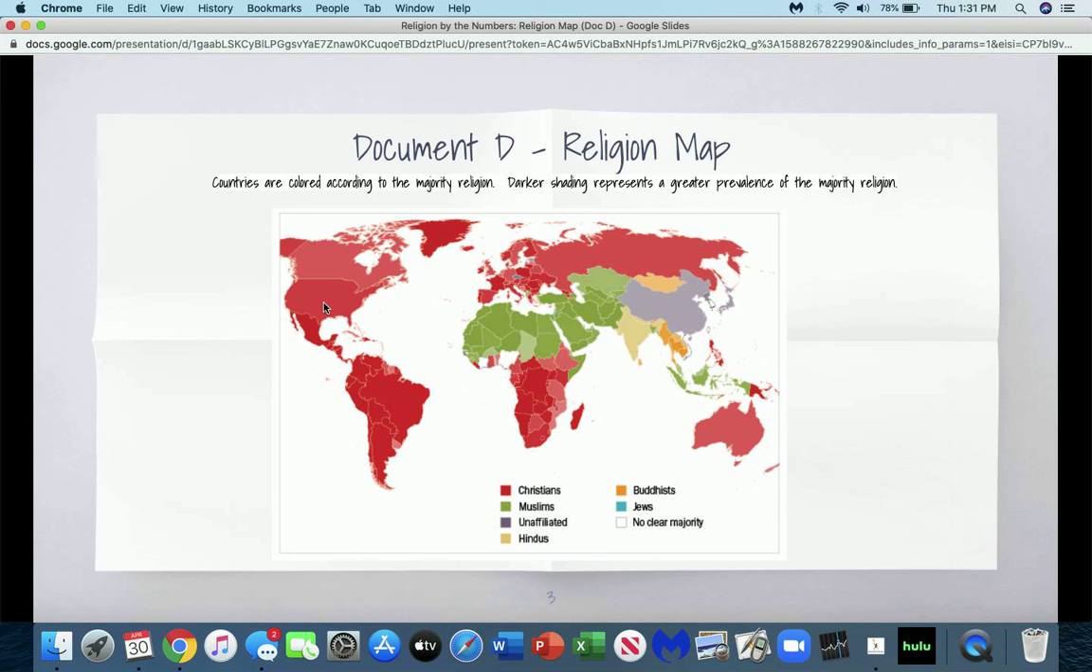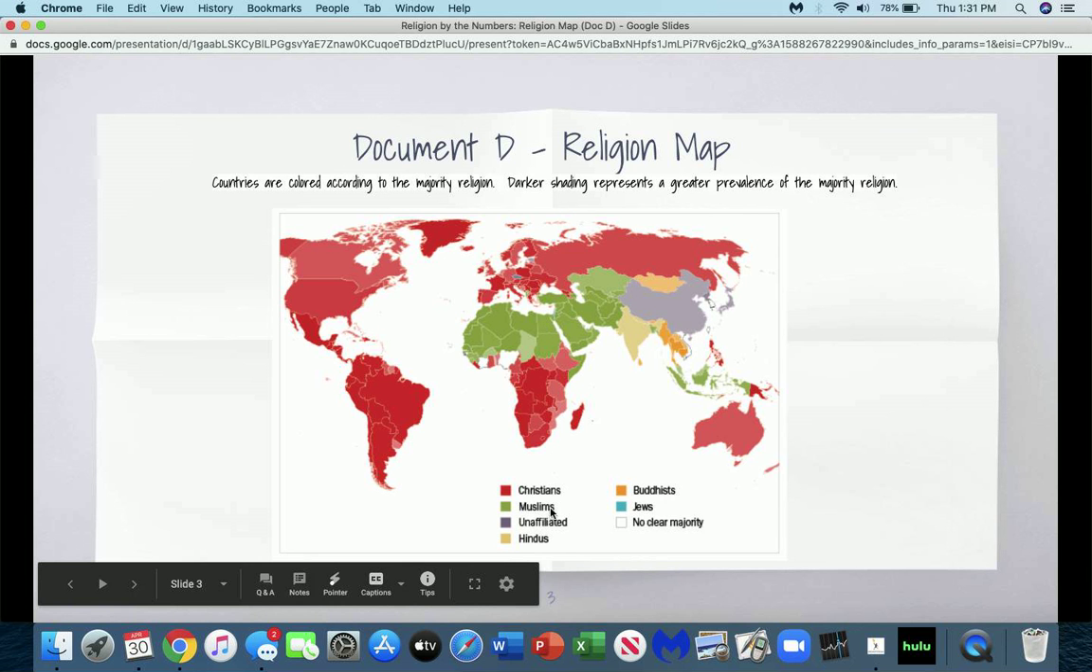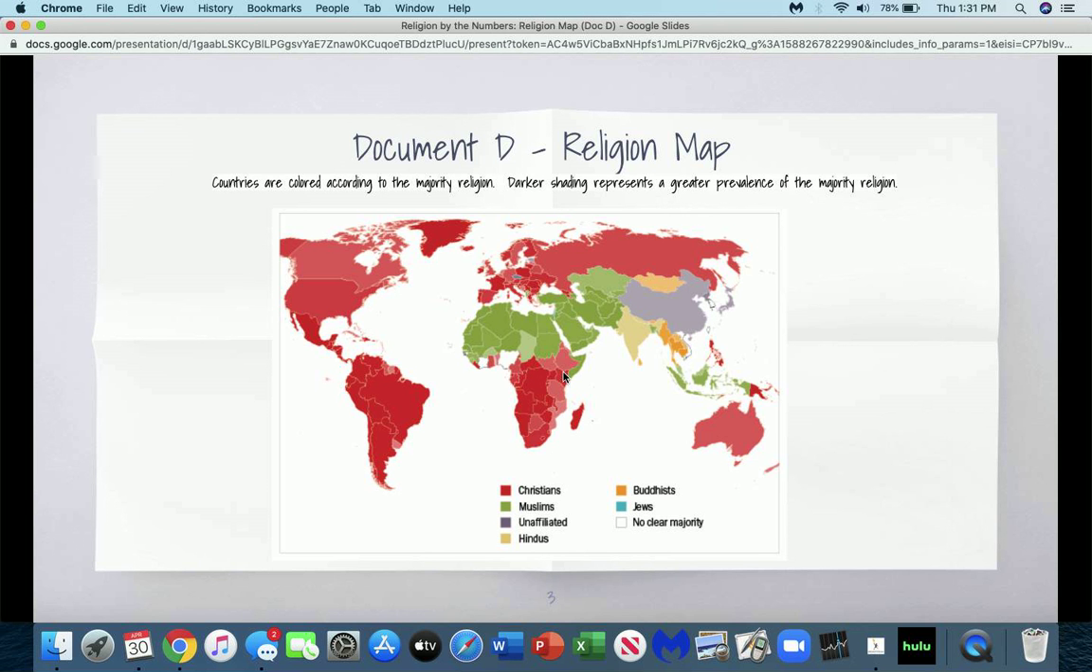But let's go to Egypt. I see that Egypt is green, so I know the majority religion in Egypt is Islam. And again, you can go through the key to see which countries have the majority of certain religions. I personally find this map very fascinating. I think it's very interesting.